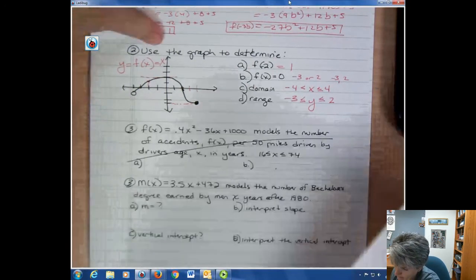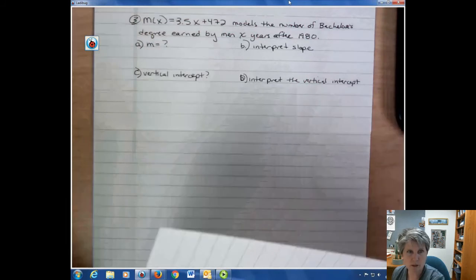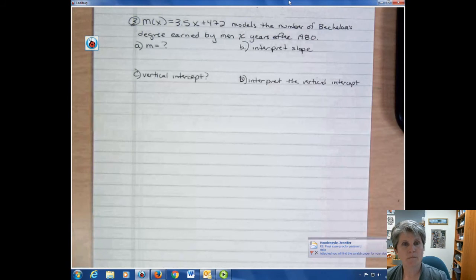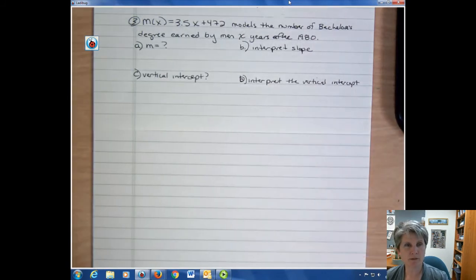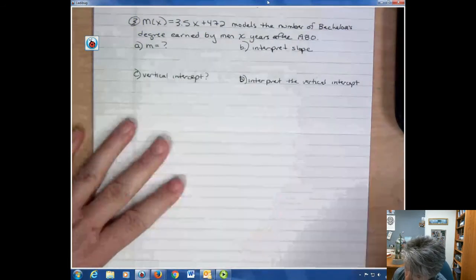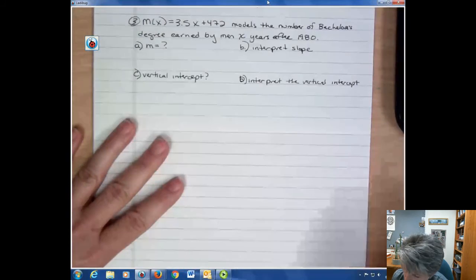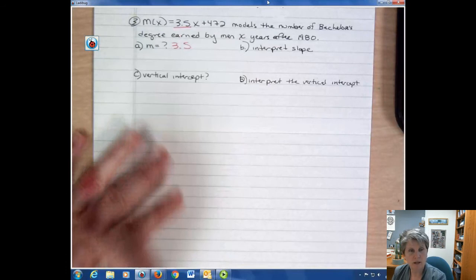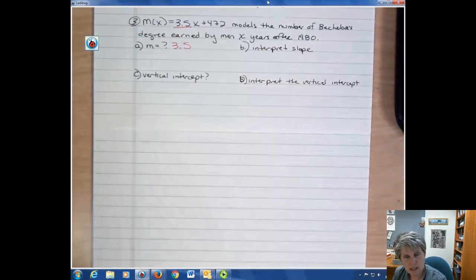Okay, and then the last one was the one I was thinking, oh, I thought there was a linear model here, and here it is. So this is m of x equals 3.5x plus 472 models the number of bachelor's degrees earned by men x years after 1980. I think that's supposed to be in thousands, so I didn't write that in there, but whatever. We could say in a particular state or something. But so what is the slope? Well, the slope is right here. The slope is 3.5. That's the number that's next to the variable, and interpret that slope.